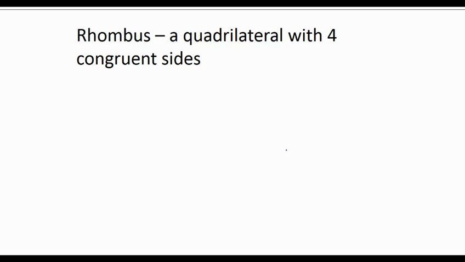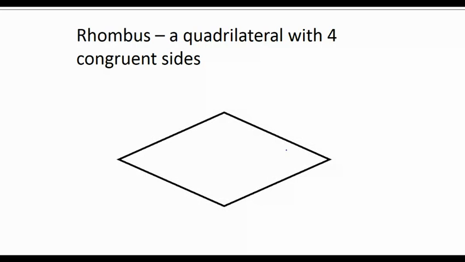So what is a rhombus? A rhombus is a quadrilateral with 4 equal sides. So it's like a square. The difference is it does not have to have right angles. So all 4 of these sides are equal, just like a square, but it doesn't have to have right angles like a square does.